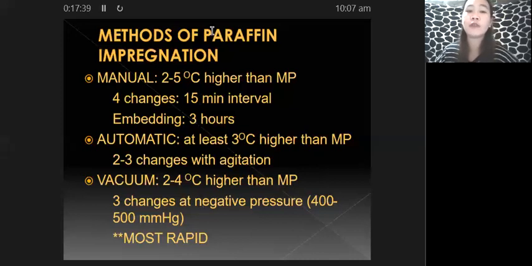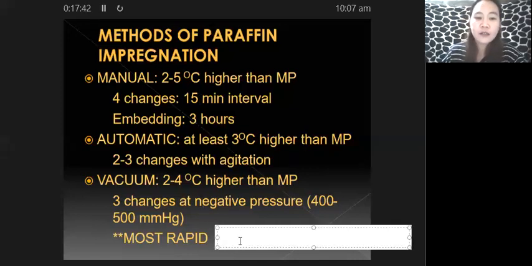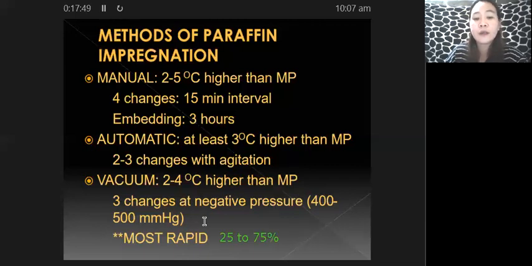So the time for impregnation or infiltration is significantly reduced. You can reduce it by 25 to 75%. That means as compared to your automatic and your manual methods, the duration of infiltration in your vacuum method is shorter by 25 to 75%. So is this advantageous?